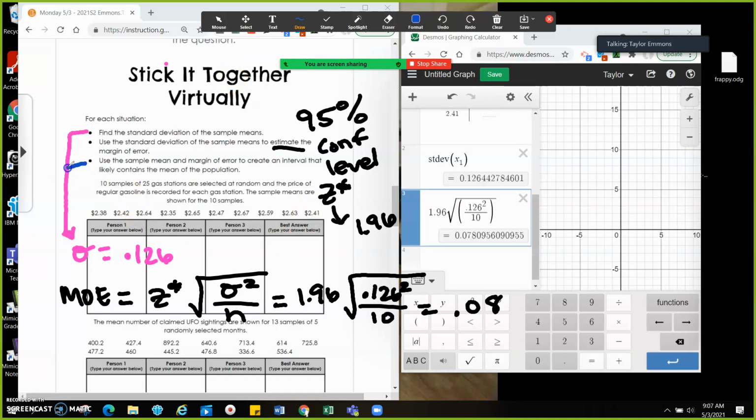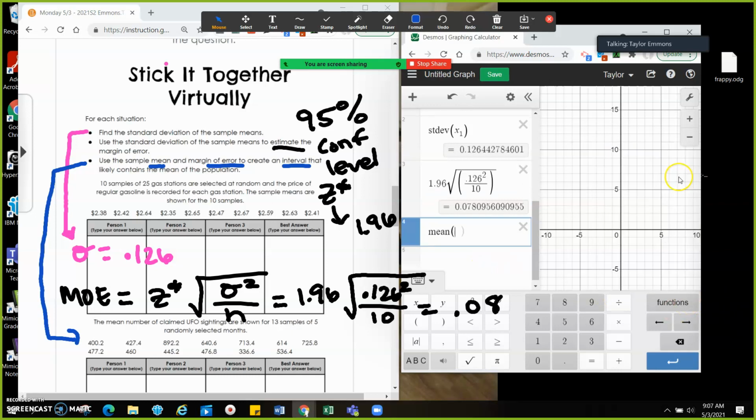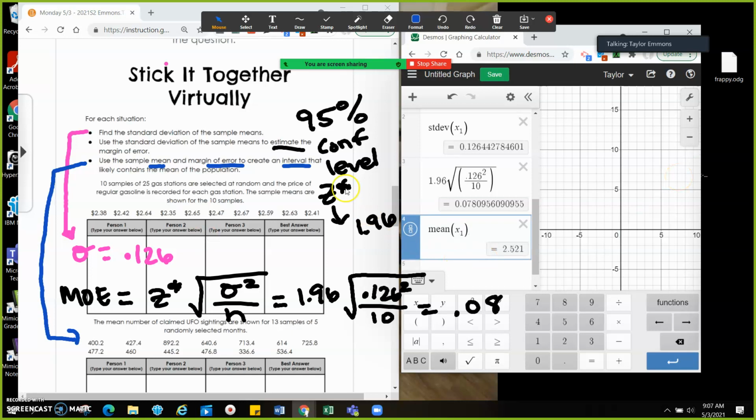The last little bullet says that we're going to use the mean and the margin of error to create an interval that likely contains the mean of the population. So we're going to first find the mean. We're going to go to functions, hit stat, hit mean, x sub 1, which is going to give us a mean of 2.521.